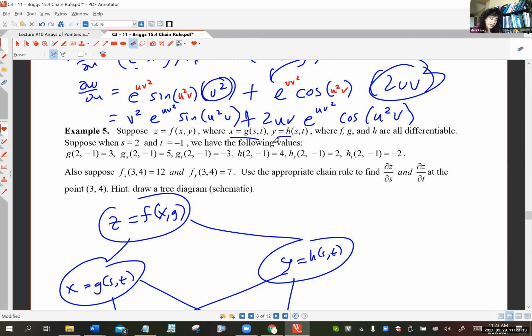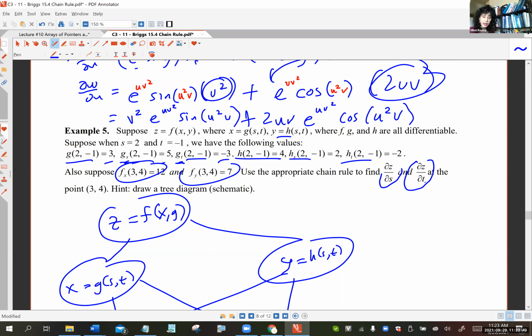Now they're telling you when s and t, those are the drivers of the bus, are the values 2 and -1, you have some values for all of these other guys and some of the partials that go with it. So they're telling you the g function itself is 3, but g_s is some other number. That's the subscript notation. That's the partial of g with respect to s. g_t, partial of g with respect to t, is some number. h is given something, and then h's partials, okay? And then they give you partials for f. Oh my God, what a nightmare.